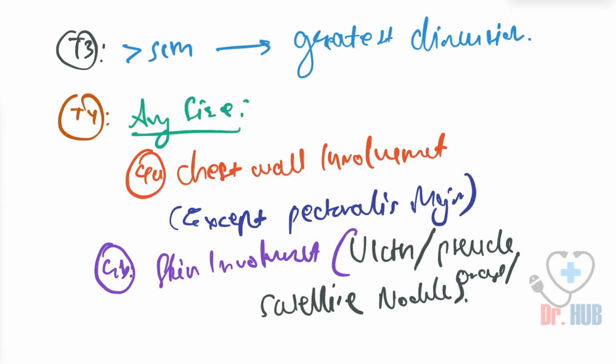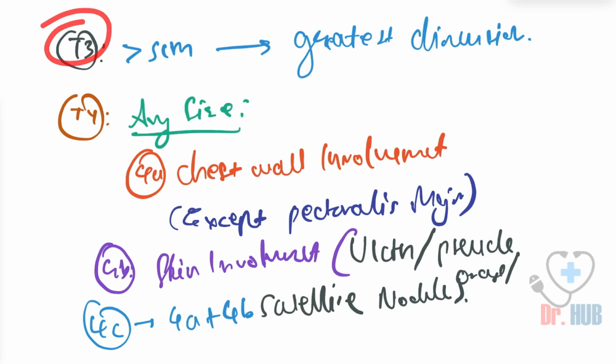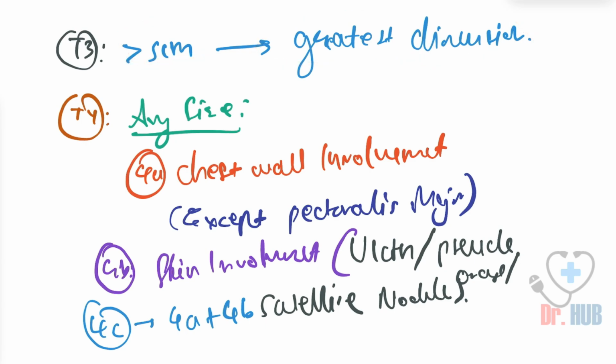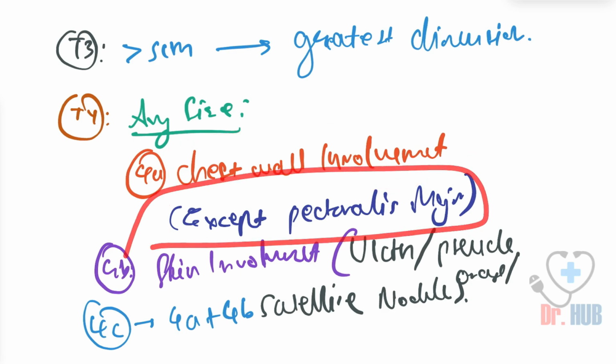Then when we look at 4C, 4C is nothing but a combination of 4A plus 4B. Now let's recap. We saw T3 is greater than 5 centimeters in the greatest dimension, and T2 was from 2 to 5. Now when we look at T4, T4 is basically any size, and there is 4A.